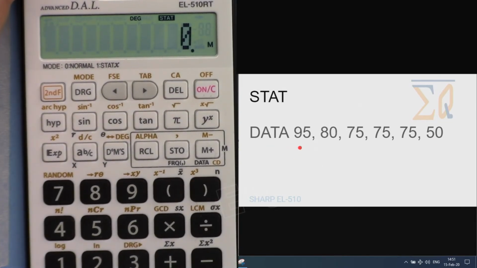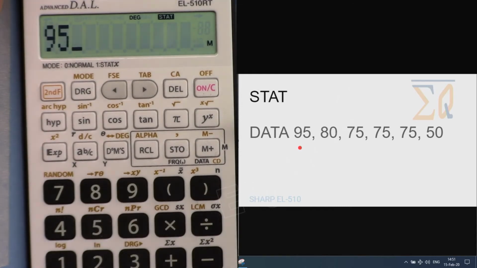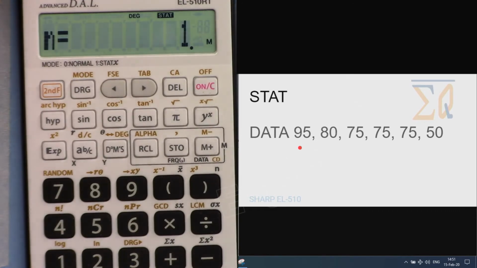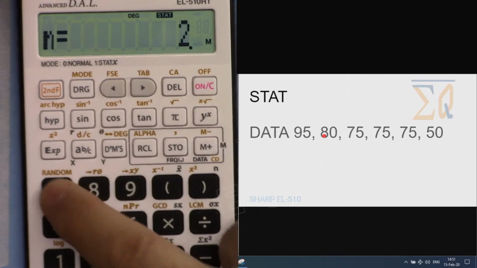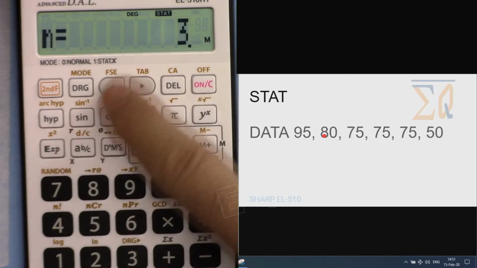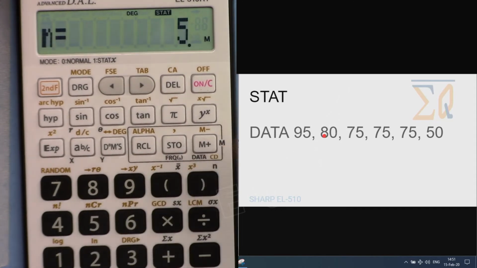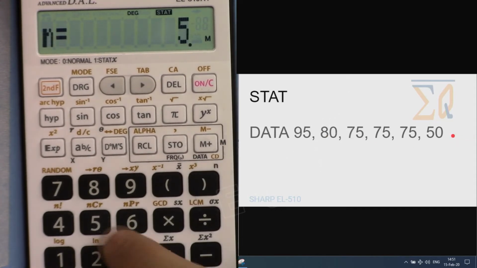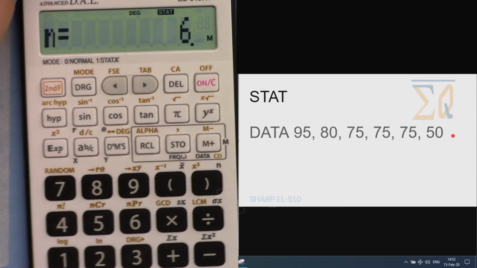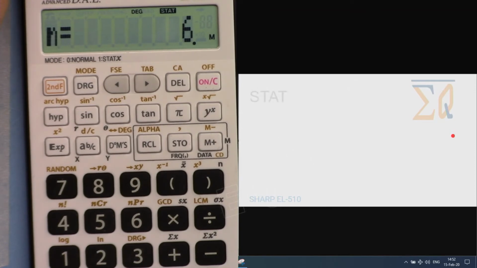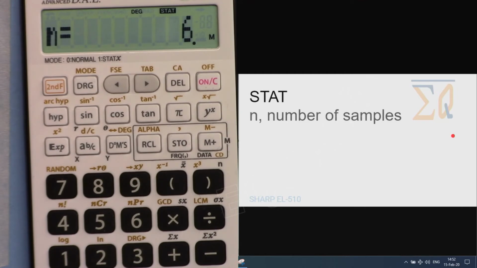Now let's enter 95. Just press 95, and this data button is here. Press it. It says in 1 that was stored, 80 in 2, 75, and then 75 and 75, 3 times, and then we have 50. The values have been entered. Now x is our data, and n is number of samples.